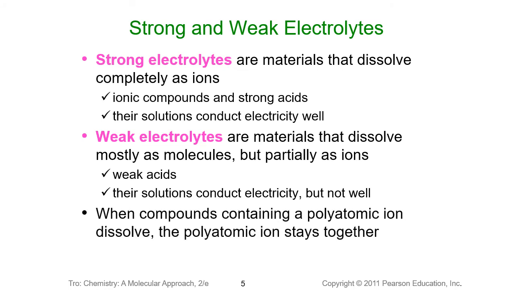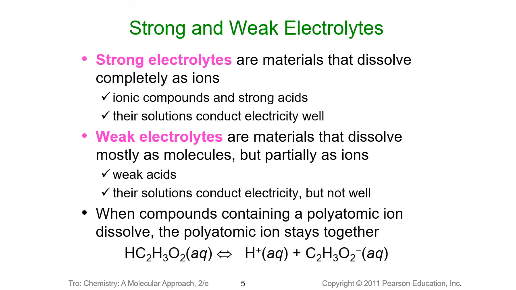So if our compounds contain polyatomic ions, when they dissolve, the polyatomic ions stay together because they have covalent bonds that hold them together. They do have charge, but those covalent bonds stay together. So for example, with acetic acid, the acetate remains intact with the charge when it ionizes in the water. You may more commonly know acetic acid as vinegar. Dilute solutions of acetic acid are vinegar.